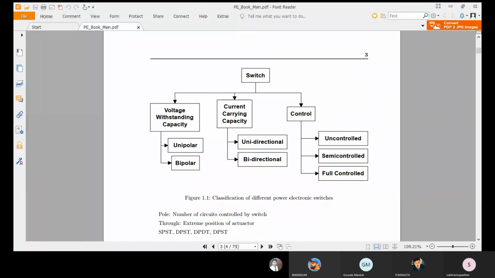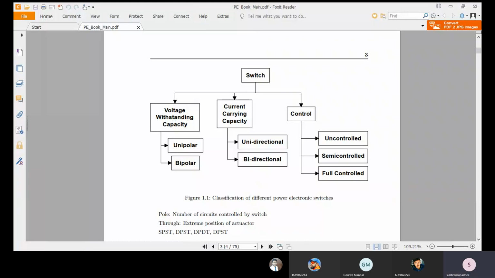And whenever you are talking about the control aspect of this switch, there are three kinds of control aspects. So that is uncontrolled, semi-controlled, and full controlled. Right. Uncontrolled means you don't have any control over the switching on and switching off of the switch. Semi-controlled means you have some form of control over the switch on and switch off characteristics of the switch. And full control means you have the complete control over the switching on and switching off of the switch.